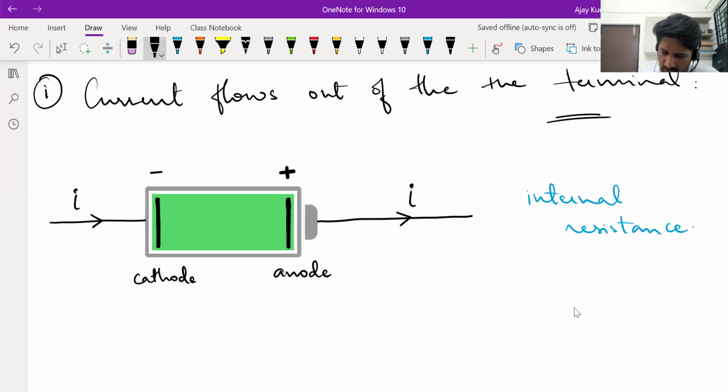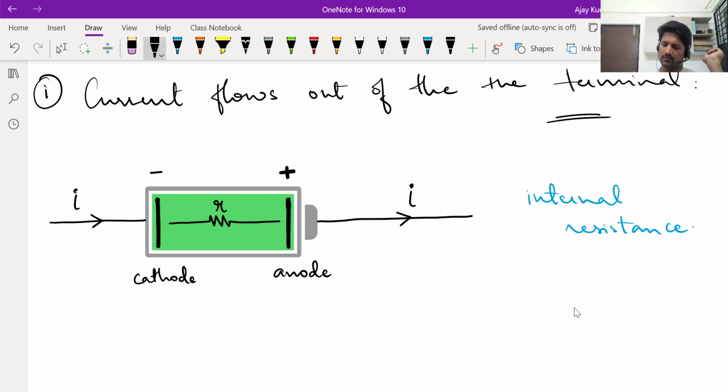Okay, so you can think of it this way. You can imagine a resistance being present inside the cell. Let its magnitude be R. So hope you all understood what internal resistance means. Basically, it's the opposition to the flow of electrons, or it's basically the obstacles which an electron will have to come across when moving inside the battery.